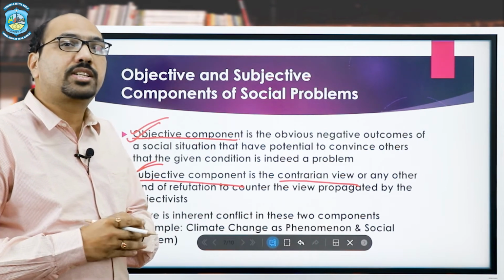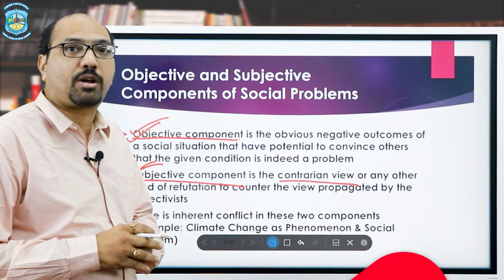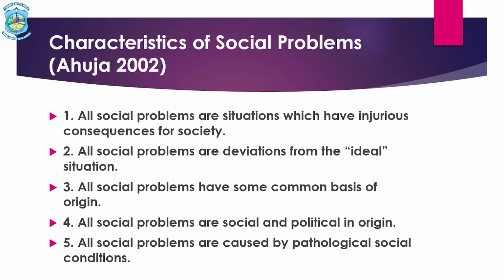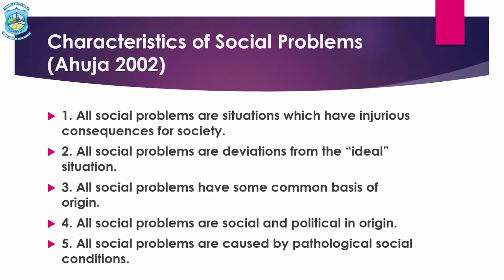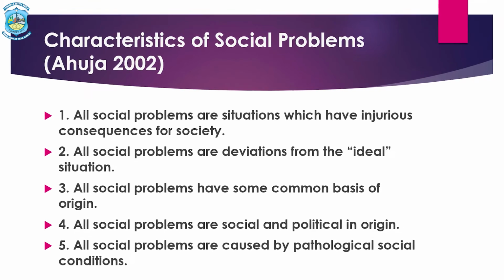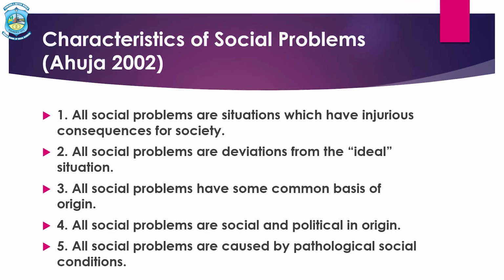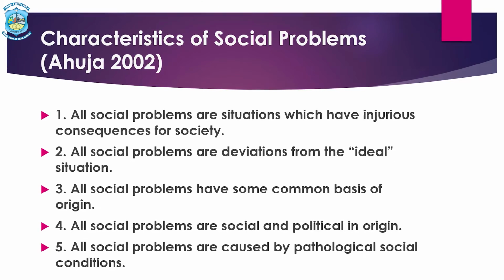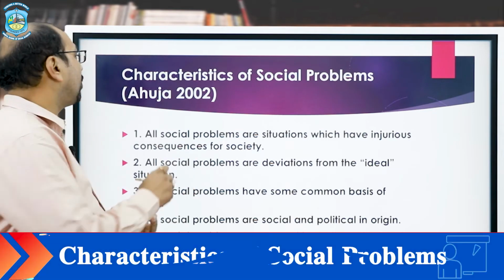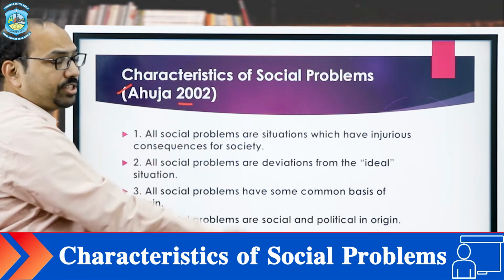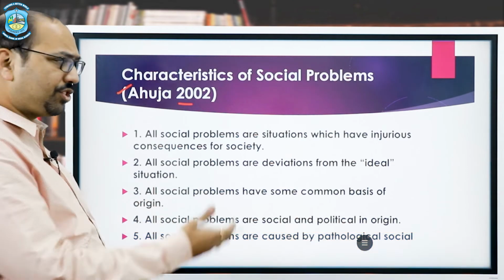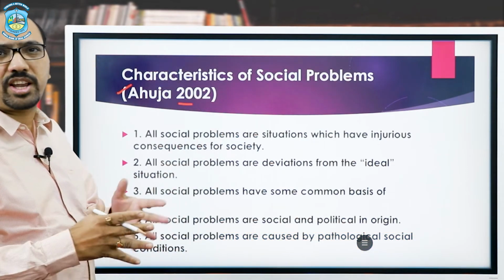Now we should discuss the characteristics of social problems. There are some characteristics which are obviously carved from the meaning and definition of social problems. Since we have already discussed these at length, there is no need to discuss each one in great detail, but I would like to tell you that these characteristics are taken from the book by Ahuja, first published in 2002, and it gives 9 simple characteristics of social problems, which are by and large the same things we have just discussed.